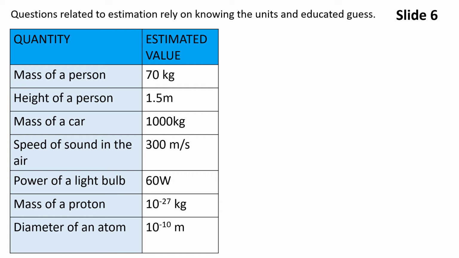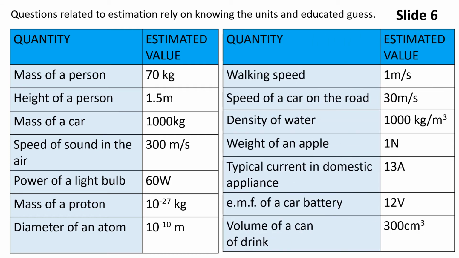Mass of a proton, 10 to the negative 27 kilograms. Diameter of an atom, 10 to the negative 10 meter. Walking speed of a person, 1 meter per second. Speed of car on the road, 30 meters per second. Density of water, 1,000 kilograms per cubic meter. Weight of an apple, 1 Newton.